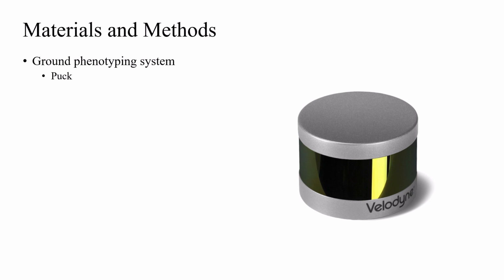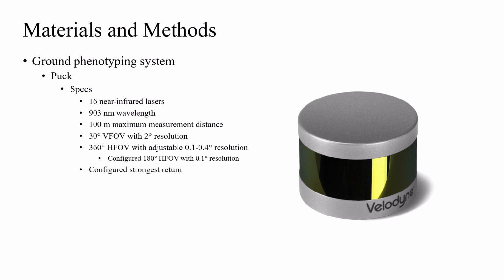The LiDAR employed in the phenotyping system was the iconic Puck, or VLP-16, from Velodyne, which has since merged with Ouster. It featured 16 near-infrared lasers, a 903 nanometer wavelength, a 100-meter maximum measurement distance, a 30-degree vertical field of view with a 2-degree resolution, a 360-degree horizontal field of view with adjustable 0.1 to 0.4 degree resolutions, and was configured with a 180-degree horizontal field of view with a 0.1 degree resolution and strongest return.